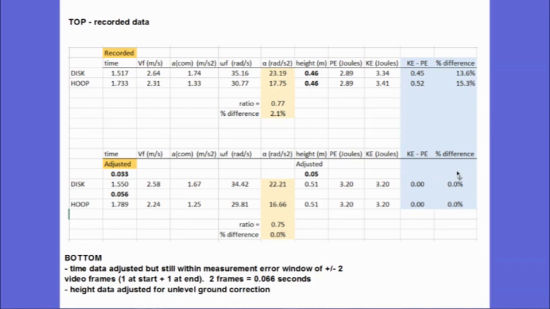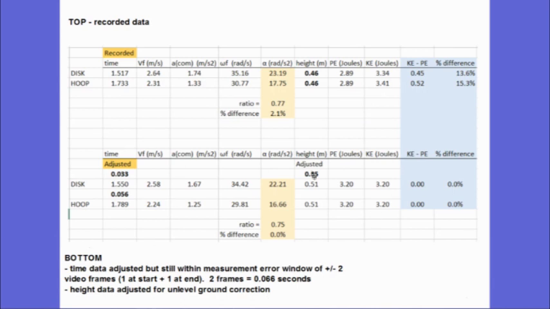So now that I know that, I made a table with all the calculations you were asked to do. I chose a random student's data that said the time for the disc was 1.517 and the time for the hoop is 1.733, and the height was 46 centimeters. And these were pretty typical results here. The ratio of the alphas was 0.77 instead of 0.75, which was a 2.1% difference. And here are our percent differences for the KE and the PE. There you go.